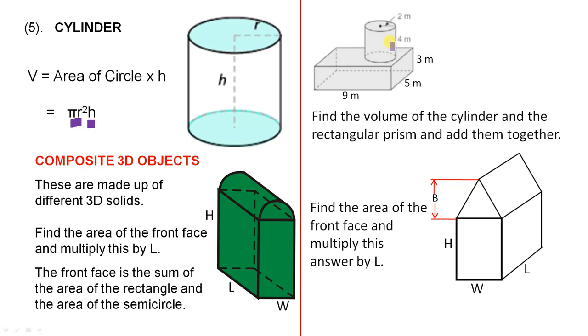Over here, for this composite 3D object, we have a cylinder and a rectangular prism. Find the volume of the cylinder and the rectangular prism and add them together. And since the units are meters, that volume will be cubic meters. And finally, finding the volume here, we find the area of the front face, and you multiply this answer by L. The front face is made up of this rectangle and this triangle.